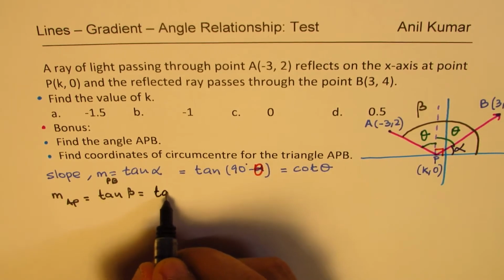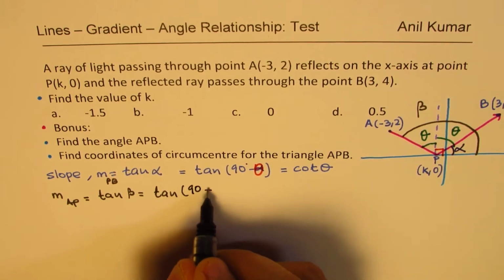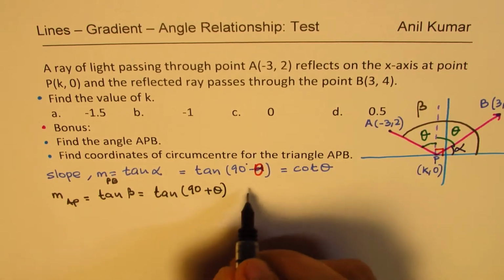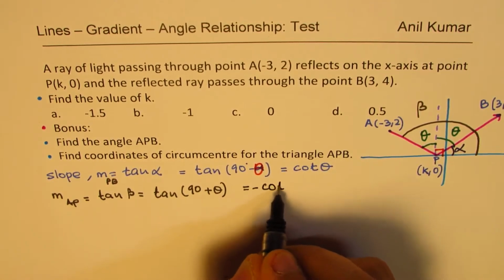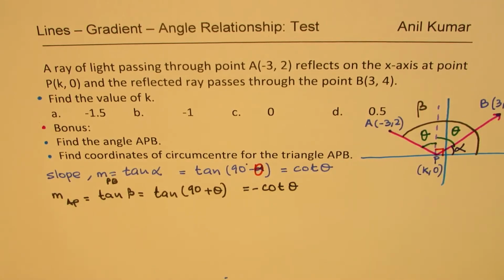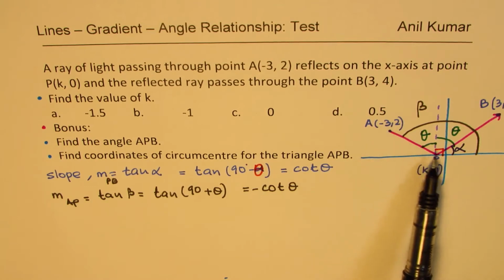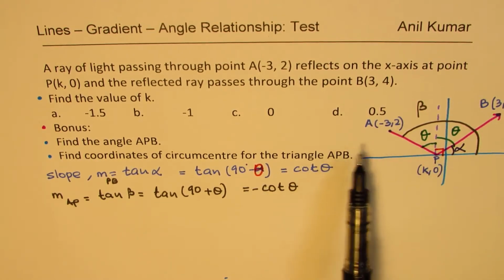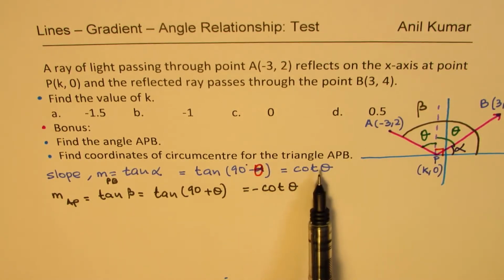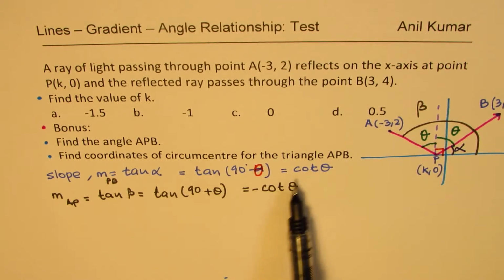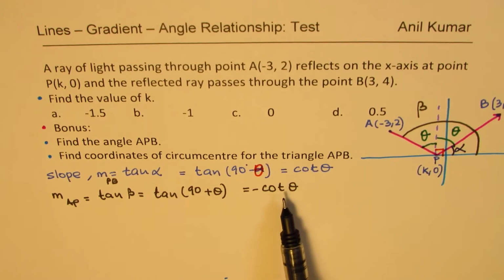So we could write this as tan of 90 plus theta. Now tan of 90 plus theta is minus cotangent theta. Is that clear to you? Perfect. So that is how we can actually now relate these two slopes with the same angle, theta, right? Now we can equate cotangent and get the solution. So I hope now you understand the concept.